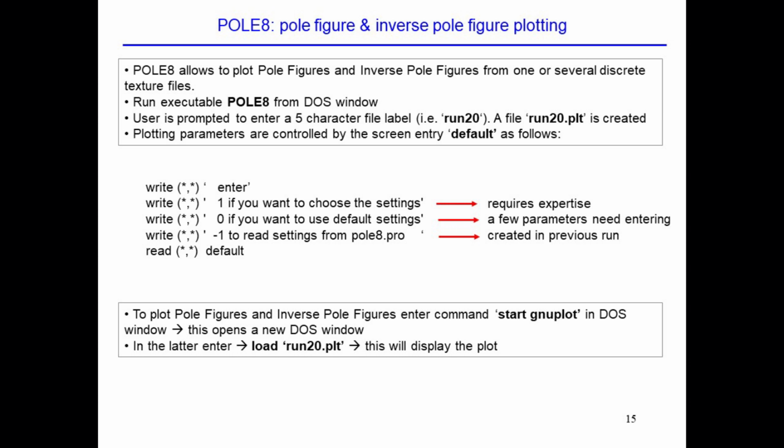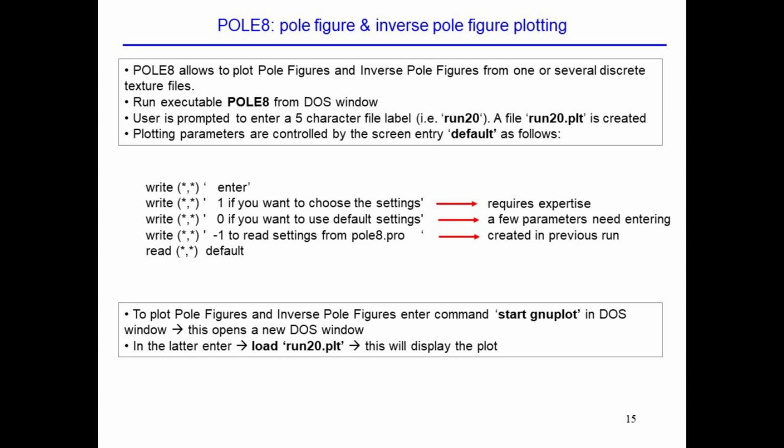So you enter default 1 if you want to choose the settings, which really requires expertise and knowing the code, because there are several parameters in the code, and if not entered, they are assumed hardwired. 0 is the one that you are going to be using, and only a few parameters need to be entered if you run 0. And then if you enter -1, you will read the settings from an input file called polay.pro. I'm going to be describing this file.